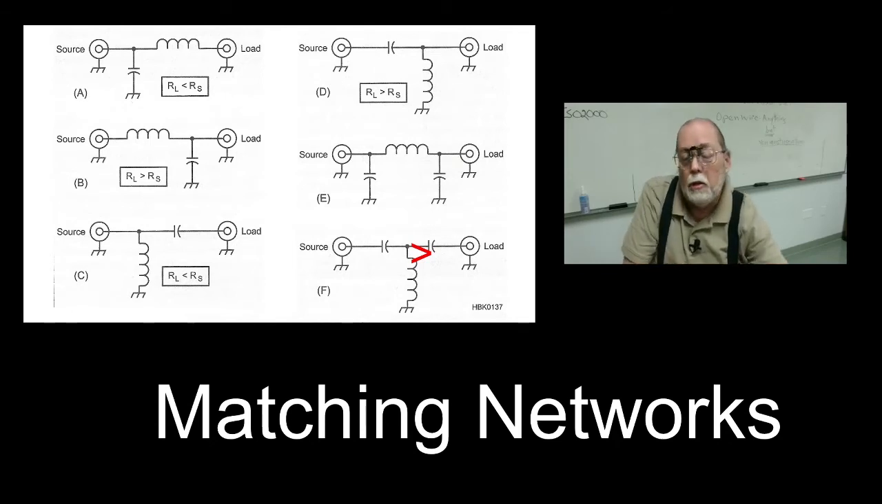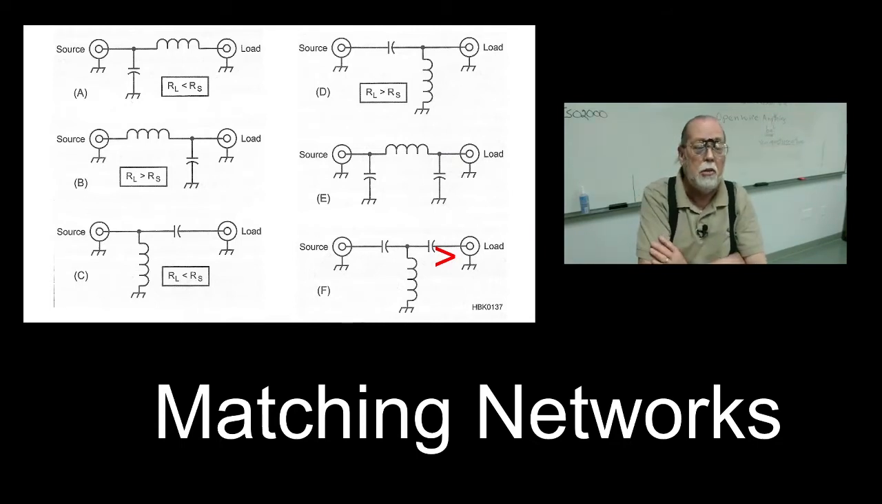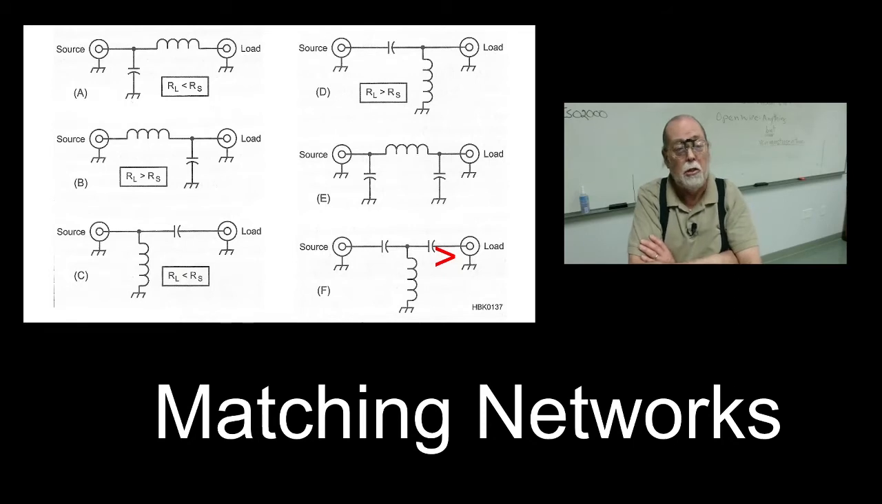So when you use a tuner that has a T network like this one right here, you should try and find settings that have this output capacitor as meshed as possible. In most cases on mine, I can keep it up to 100. That's the most efficient setting that there is.